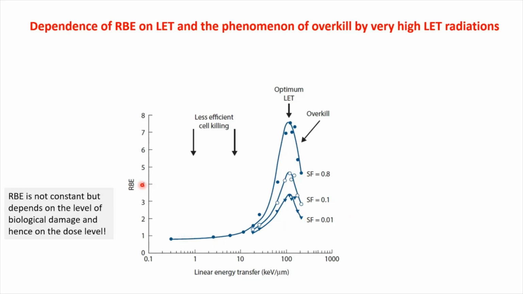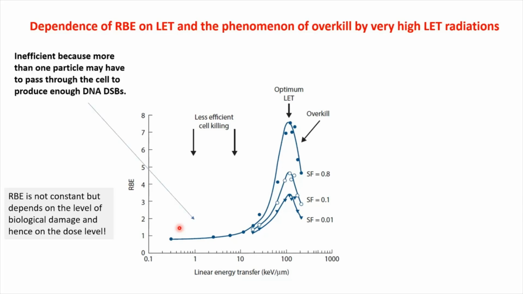And RBE and LET are highly correlated, so as LET keeps on increasing, RBE also keeps on increasing, and it attains a maximum when LET is equal to 100 keV per micrometer, and after that the RBE keeps on decreasing. So the region at which the LET values are low results in less efficient cell killing, because more than one particle has to pass through the cell to create double strand breakage. So efficiently it does not kill the cell, that's why the RBE is quite low.